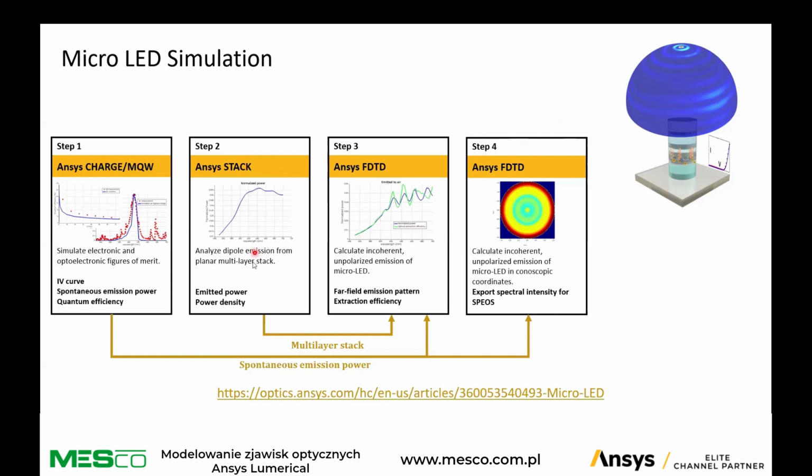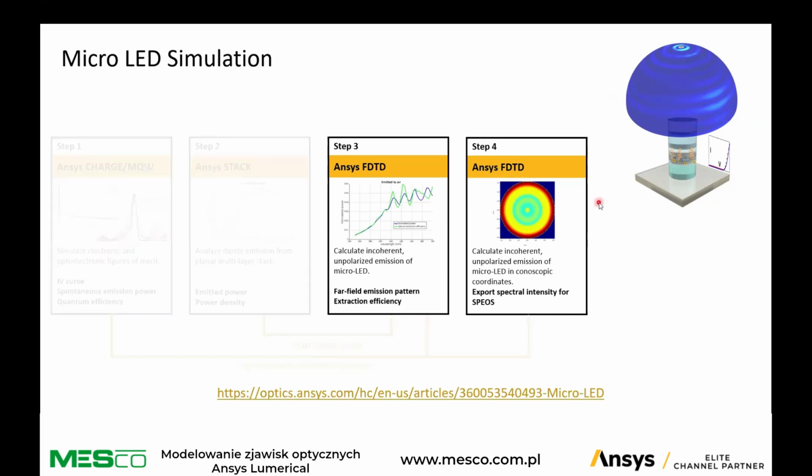But since we're talking about micro LED, here the LED has a finite size of a few microns. And so we have to take into account that finite size in the lateral direction. That's why, once we have a first idea of the stack distribution, we have to switch to a full 3D FDTD simulation in order to analyze that micro LED, and then calculate the emission pattern of that LED, the extraction efficiency, and so on. And this is the flow that I will talk about mostly.